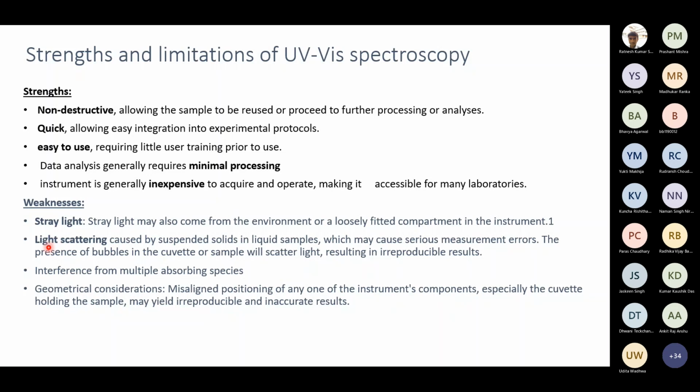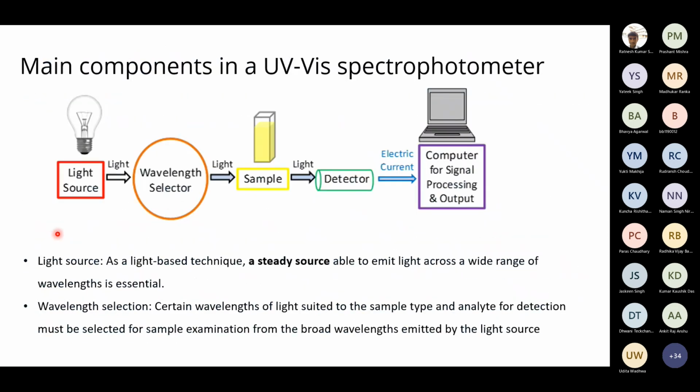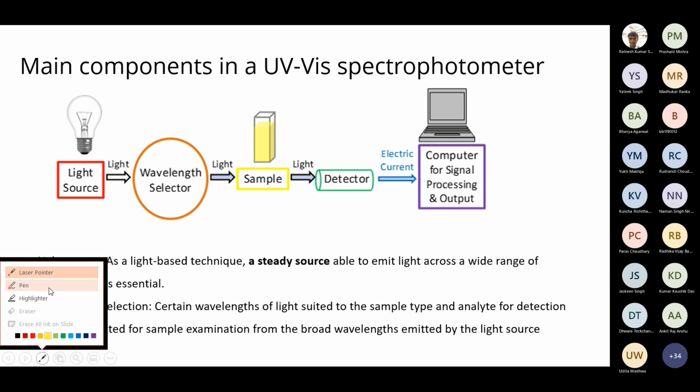The next disadvantage is the scattering of light. We have seen that inside the cuvette, when the light is incident on the sample, some part of light is absorbed and some part of light is transmitted. Is there any third possibility that can happen to the light? Can you imagine anything else that can happen other than absorbance and transmittance?